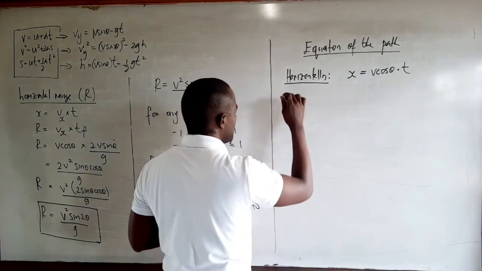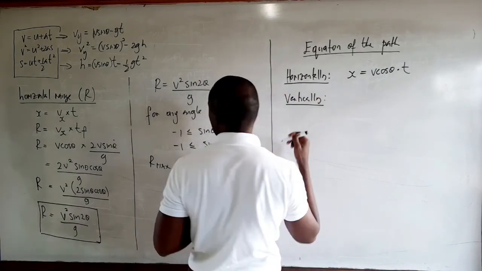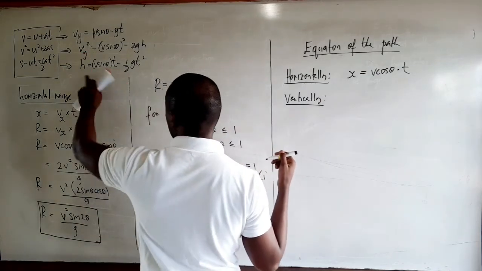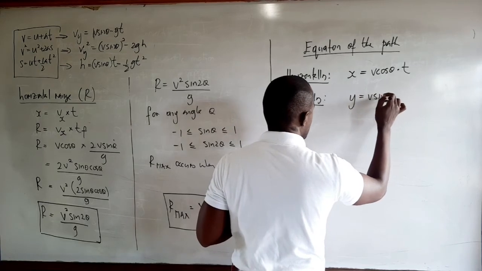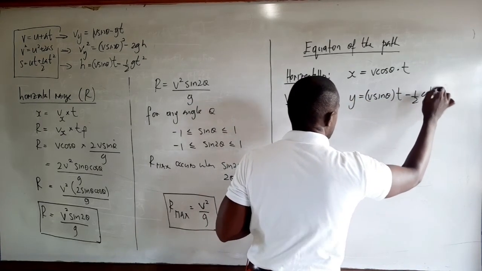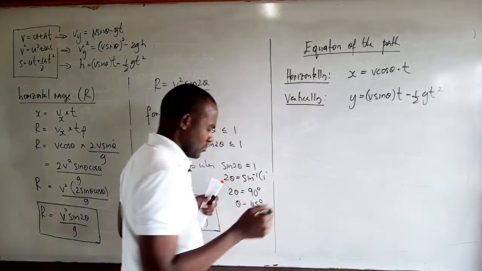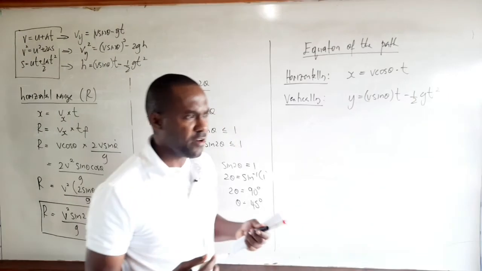And for the vertical direction, the equation was this one, but you replace h with y. So we have y is equal to v sin theta times t minus a half g t squared. Now we want this equation in terms of the variables x and y.